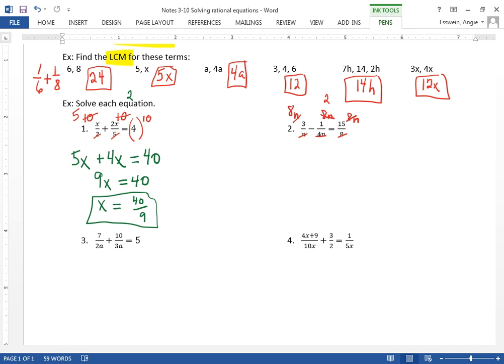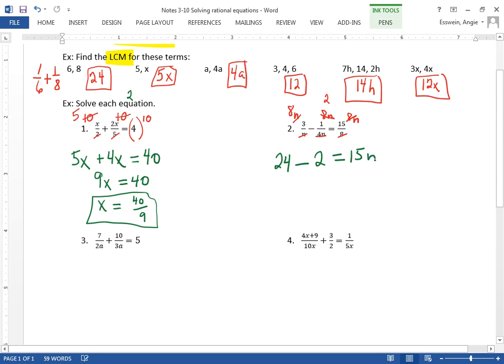So very carefully, if you just write what's left over, you have what? 24 minus just 2 equals 15n. I know it looks a little strange, but this is so easy to solve because you just get 22 equals 15n, or n is 22 over 15. And if anything divides unevenly into those, you take it out, but I don't think it does.